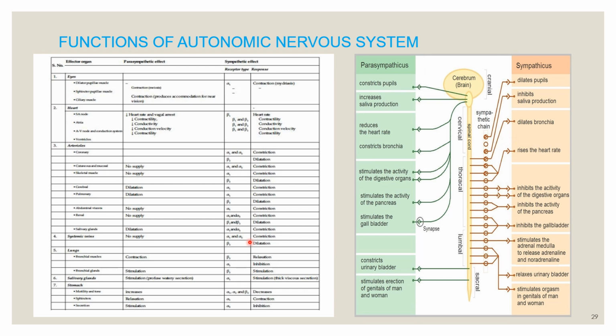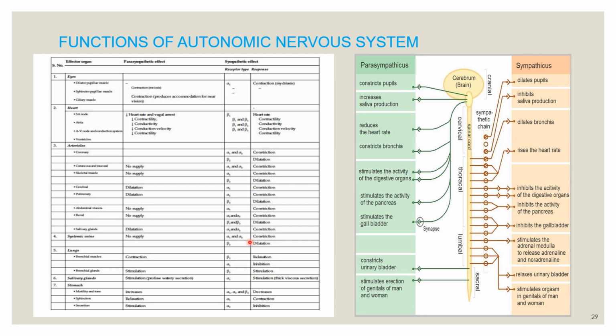Upon gallbladder, the parasympathetic will cause contraction and sympathetic will cause relaxation through beta 2 receptors. Liver is not having parasympathetic innervation, but it is having sympathetic innervation, with beta 2 and alpha 1 receptors, and they will cause glycogenolysis, breakdown of the glycogen.